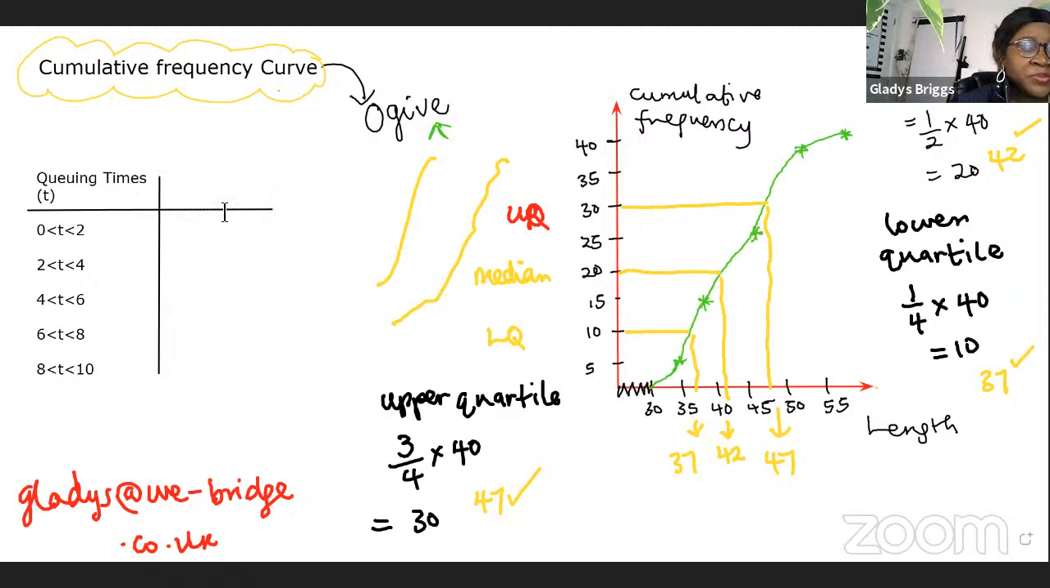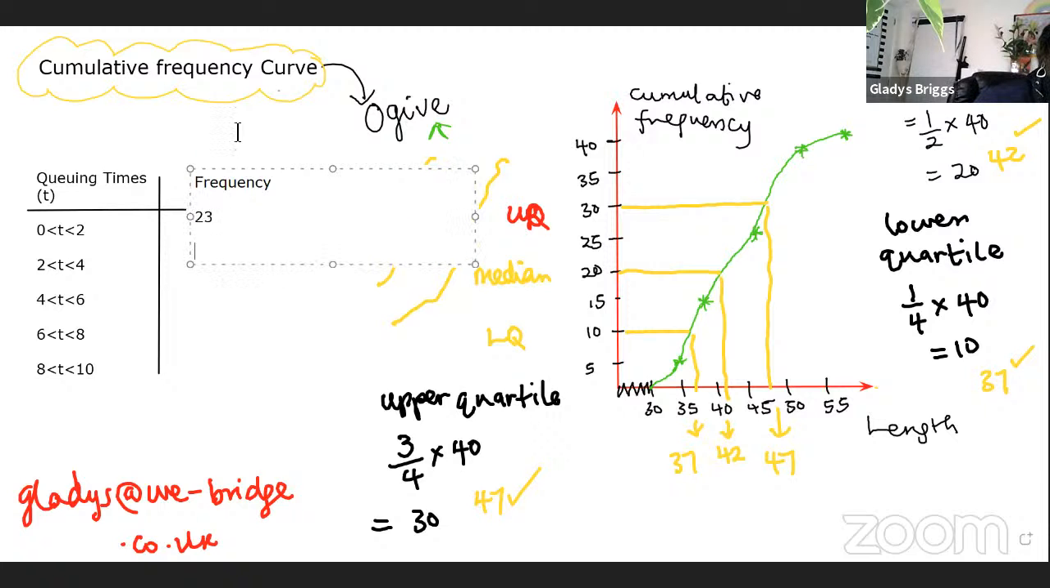And then I'm going to put in the frequencies. About 25 or 23, 35, 30, 9, and 3.